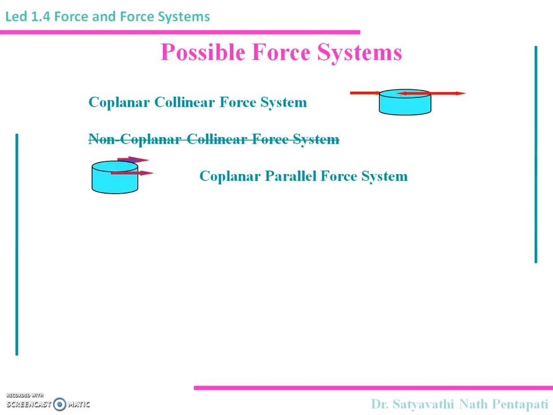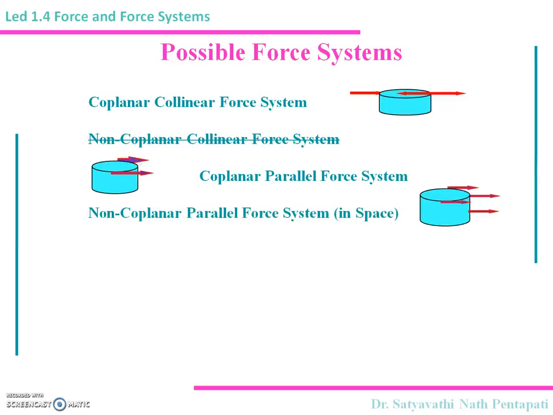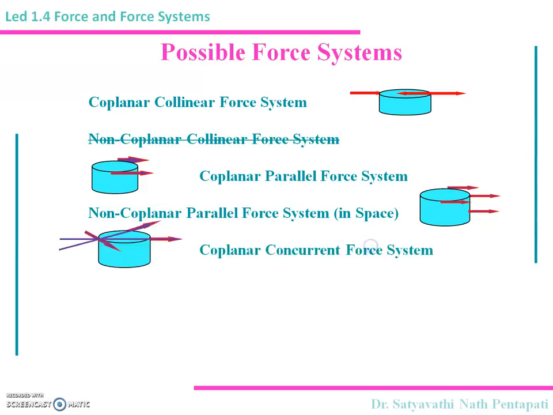Coplanar parallel force system. Here, the forces are not collinear, they are parallel and they are in the same plane. Then we call it a coplanar parallel force system. A non-coplanar parallel force system is also possible. What you can see here is that these two forces are in one plane and these two are in other planes. So this is a non-coplanar parallel force system. That means this is possible only in space, in three dimensions.